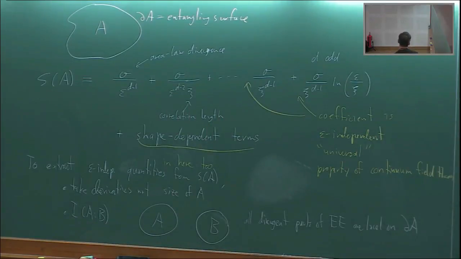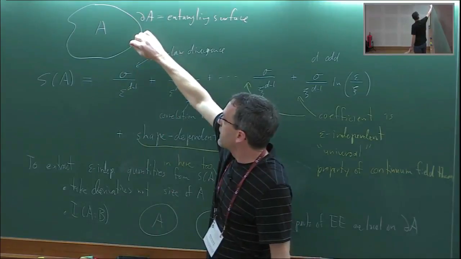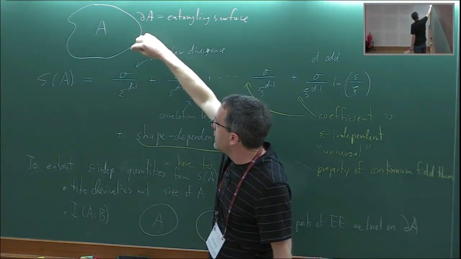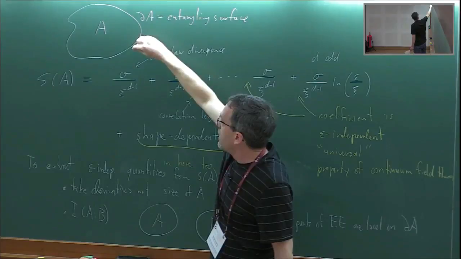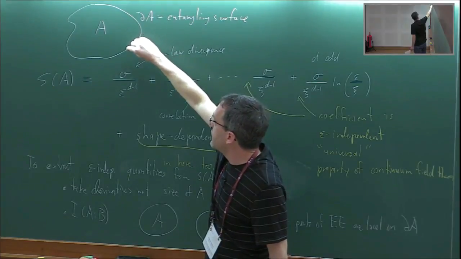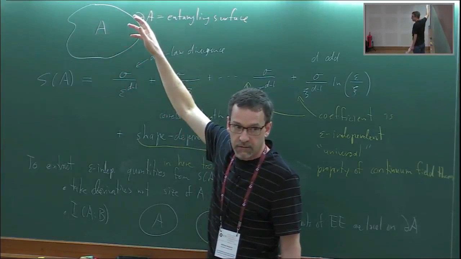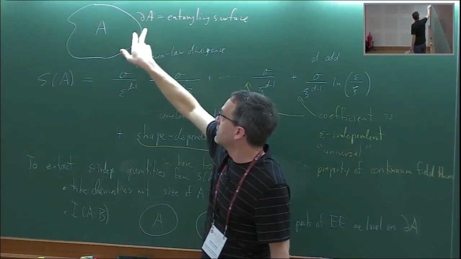And hopefully this is a reasonable statement, in that everything that's divergent by definition is reflecting microscopic physics on the scale epsilon, and so you expect its contribution to the entanglement entropy not to know any global information about the shape or the size of A, but simply to be an integral of some local quantities.